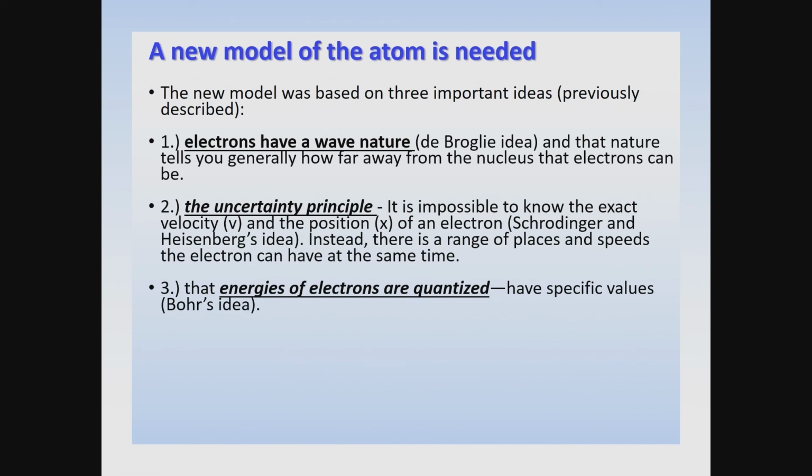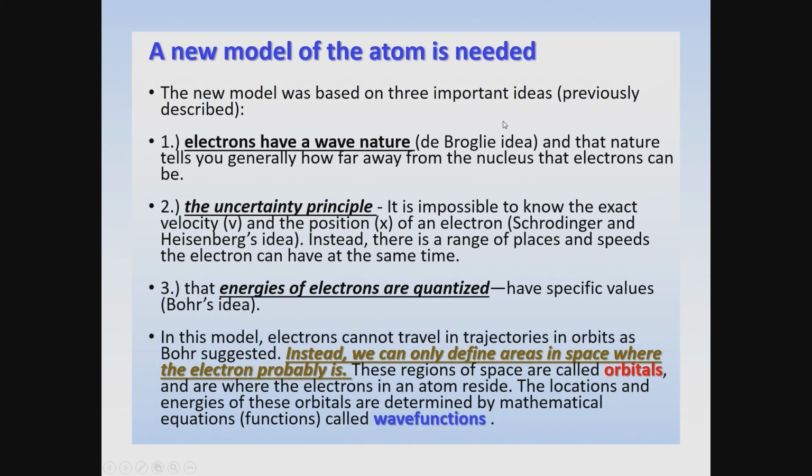Another thing that is applied in this new model is that one of Bohr's ideas was correct. Although you cannot describe electrons as going in orbits around the nucleus, Bohr suggested that at those distances away from the nucleus, those electrons have certain energies, and that those energies are defined numbers. And so those energies are said to be quantized.